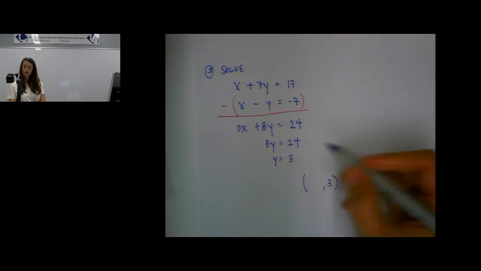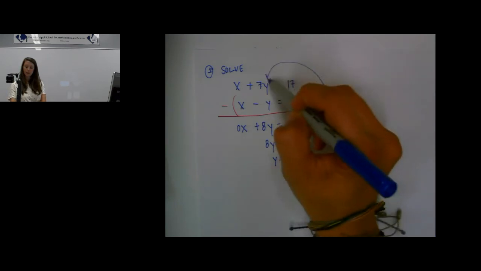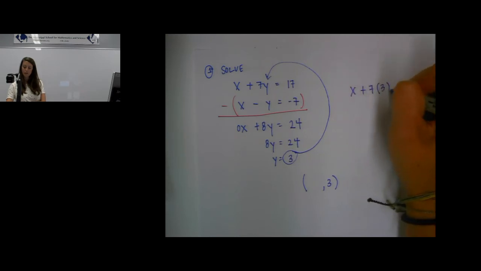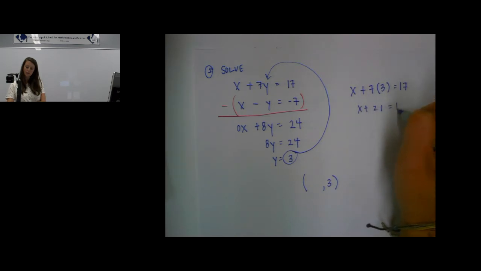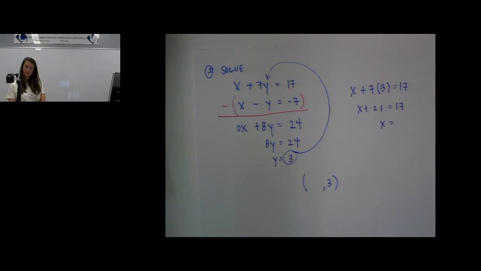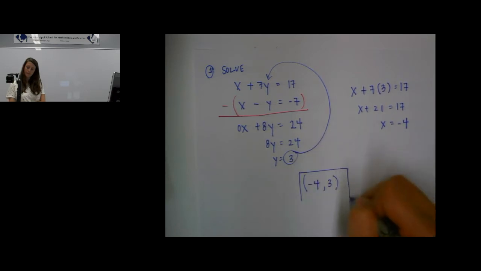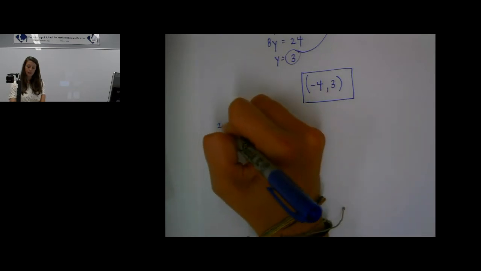Okay? So now I need to get my x value. So I'm going to take this 3 just like I did and plug it in. So I'm going to have x plus 7 times 3 is equal to 17. So that's x plus 21 is equal to 17. So x is going to be equal to negative 4. All right, so y'all do this one for me.